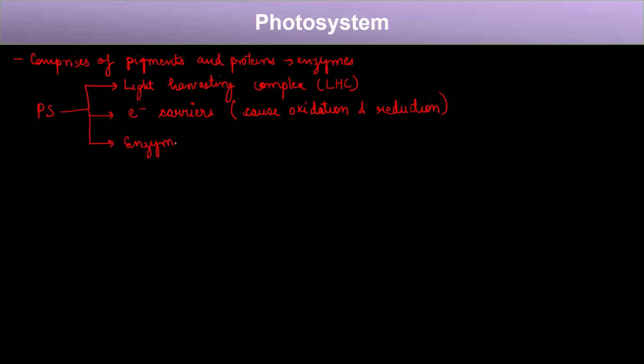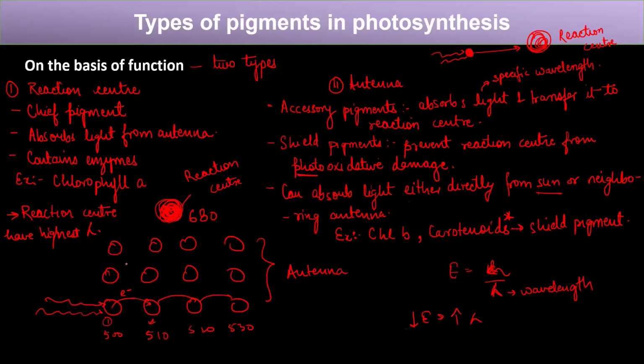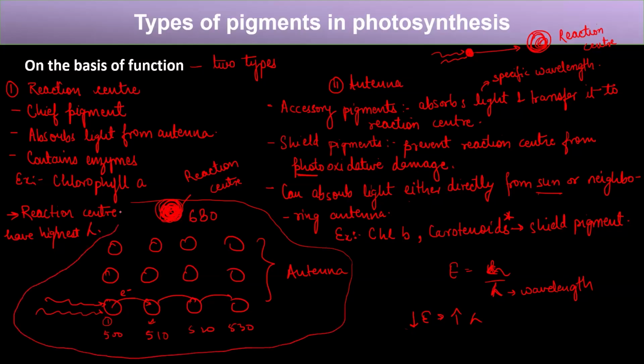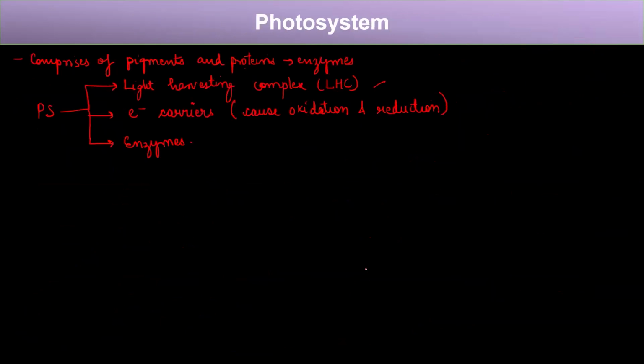The photosystems have enzymes. Now, what is the light harvesting complex? The light harvesting complex is nothing but this thing. Whatever I have drawn here is your light harvesting complex. Why? Because here light is absorbed by one of the pigments, then it is sequentially transferred to the nearby pigments and finally to the reaction center. This unit together you can call LHC, or light harvesting complex. So the photosystem has a light harvesting complex. Apart from this, it has electron carriers and enzymes.